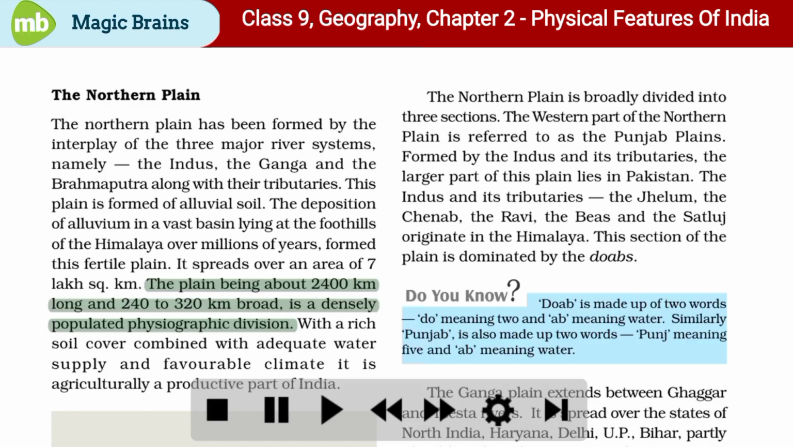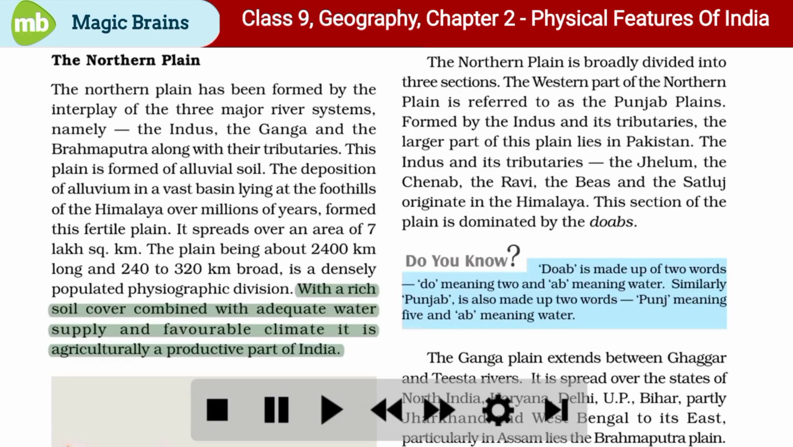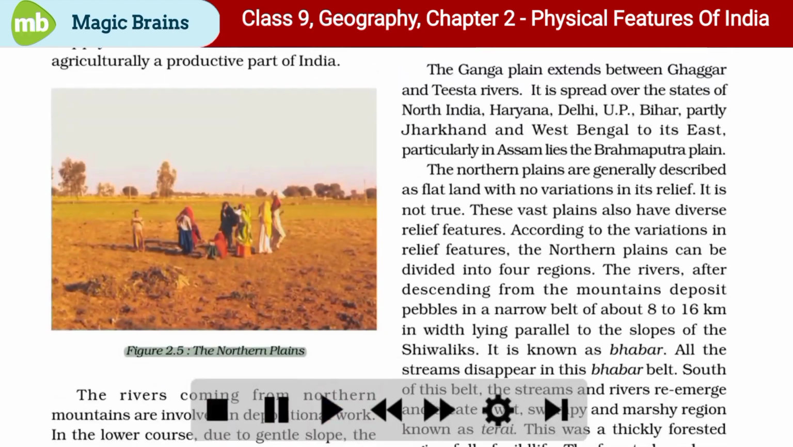The plain, being about 2,400 kilometers long and 240 to 320 kilometers broad, is a densely populated physiographic division. With a rich soil cover, combined with adequate water supply and favorable climate, it is agriculturally a very productive part of India. Figure 2.7 shows a few farmers working in the fields in the northern plains.